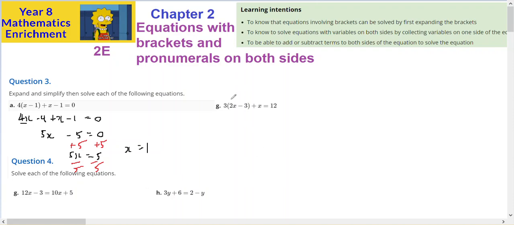Okay, looking at the next one. 3 times 2x is 6x. 3 times -3 is -9, plus x equals 12. 6x plus x is 7x, minus 9 equals 12.